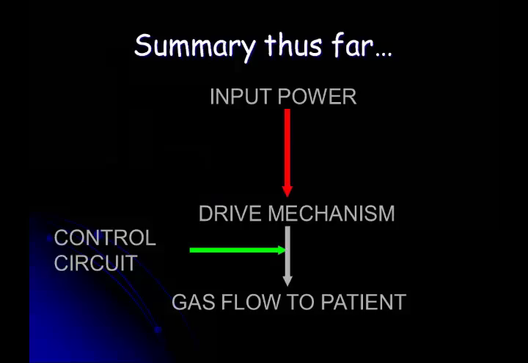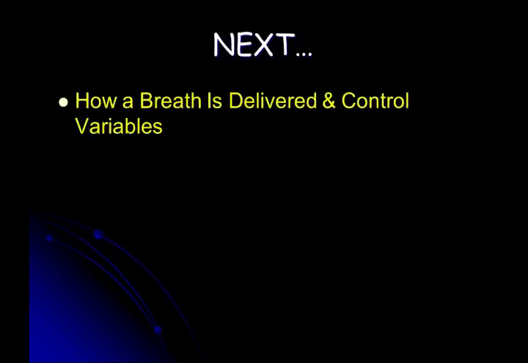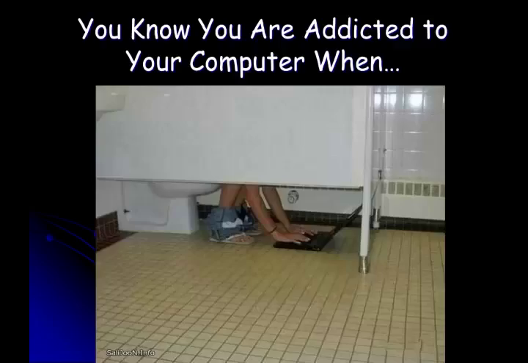So where have we gone so far? Well, we've got our input power causing something to convert that into some gas flow. There has to be some mechanism by which the ventilator is telling the gas flow to start, stop, go faster, go slower, whatever, to ultimately get to the patient. And next, we'll talk this afternoon about how the breath is delivered and what control variables there are.